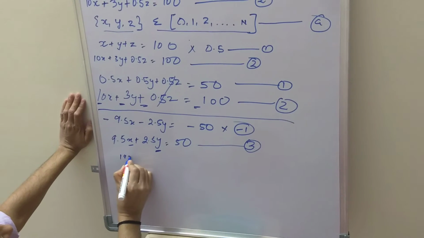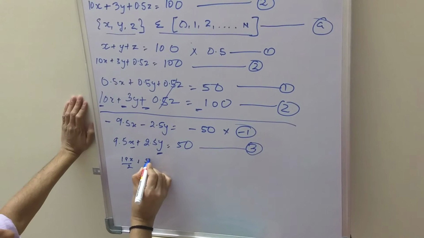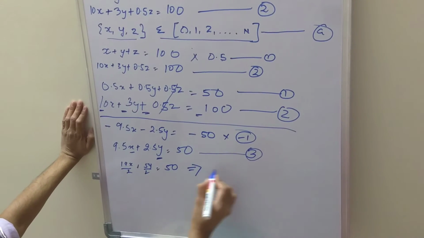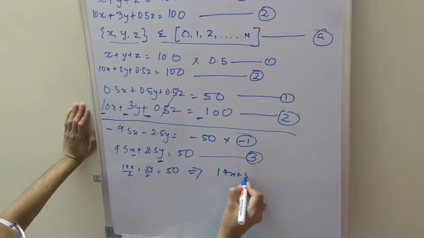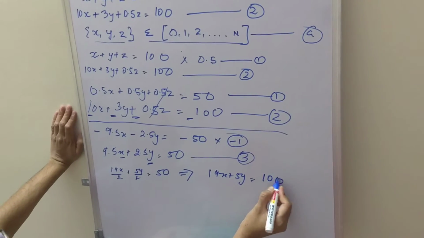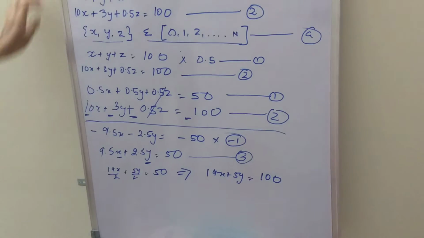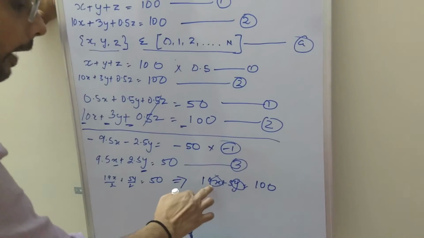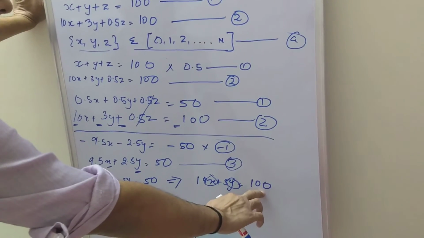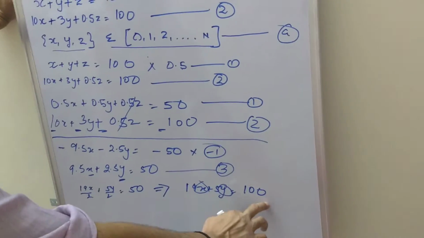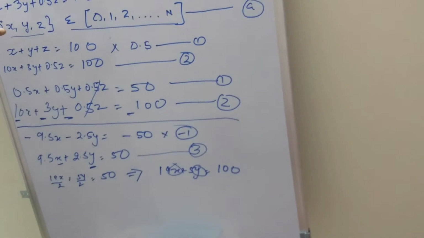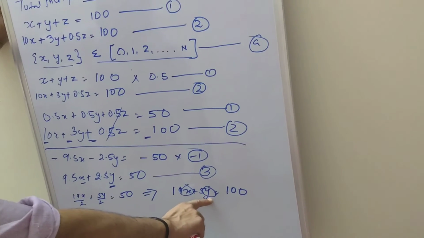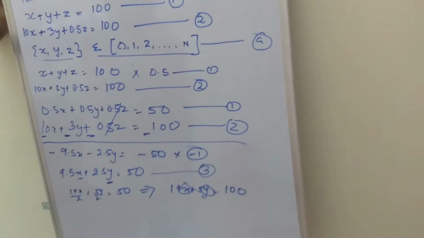9.5 you can write as 19x by 2 plus 5y by 2 is equal to 50. You can say it as 19x plus 5y is equal to 100. Now, what should be the values of x and y such that the whole equation becomes 100? The important thing again is that x and y are whole numbers. Let's try substituting whole numbers in this and see how our equation looks.